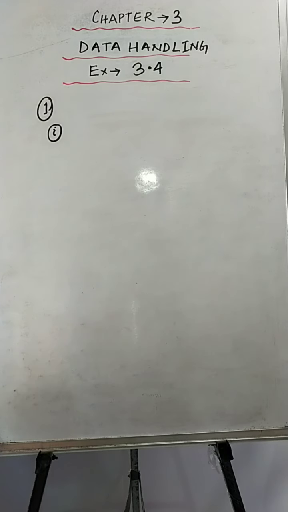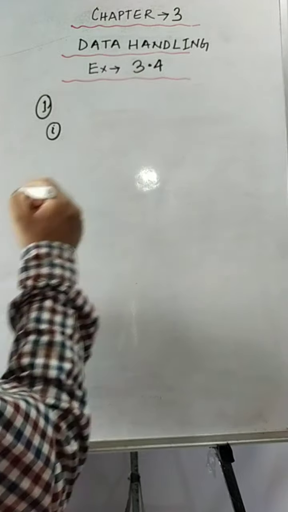Students, now in this session we'll start a new exercise, that is exercise 3.4, and today I will explain question number 1 and question number 2 of chapter 3, data handling. Now in question number 1 they have said, tell whether the following is certain to happen. So they have given 3 options, students.